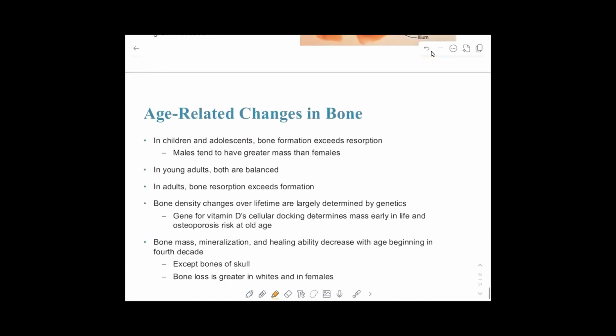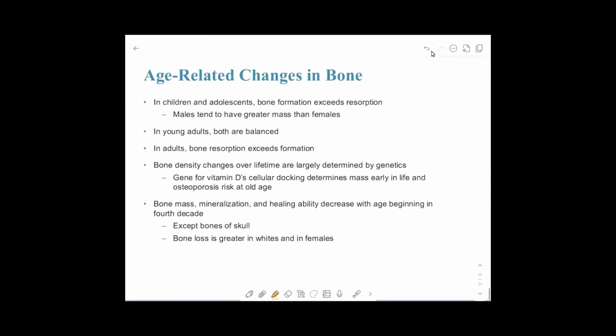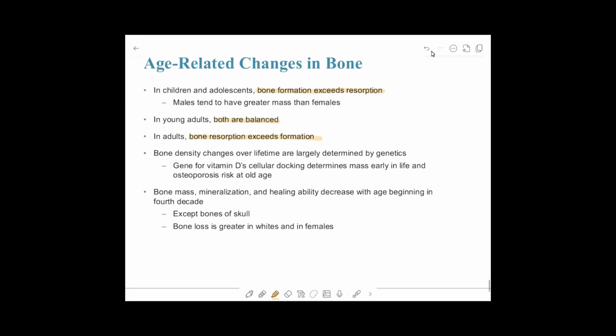So some age-related changes in the bone are shown here. Bone formation exceeds resorption in children and adolescents. In young adults, they're balanced. In adults, the bone resorption exceeds formation, so it kind of flips. Bone density changes over the lifetime and is determined by genetics. And bone mass, mineralization, and healing ability decrease with age, beginning in the 4th decade.